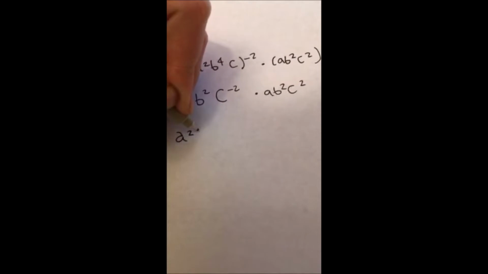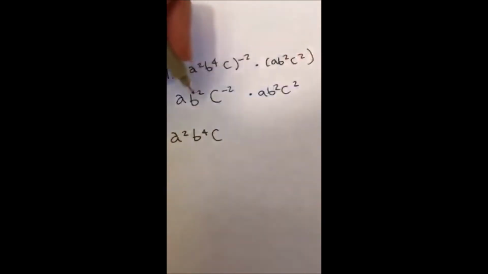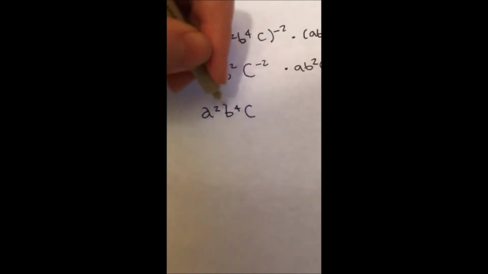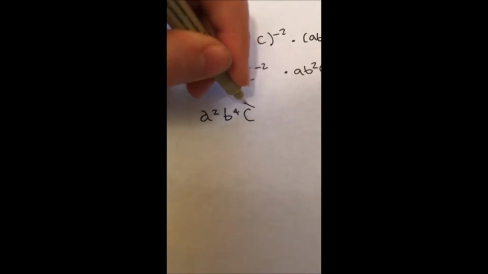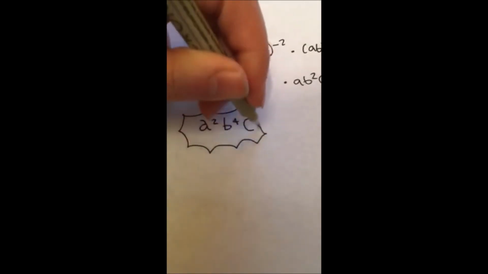Now when you have exponents multiplied by each other, this is the power rule, you add the exponents with the same bases. So your final answer is a squared b to the fourth and c.